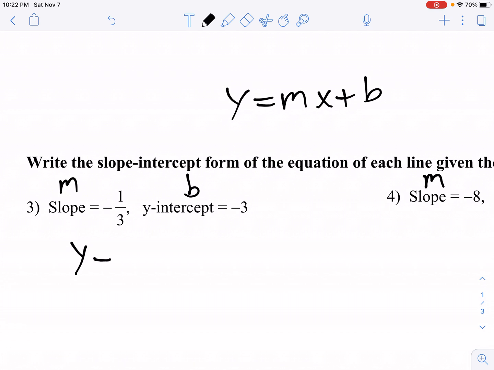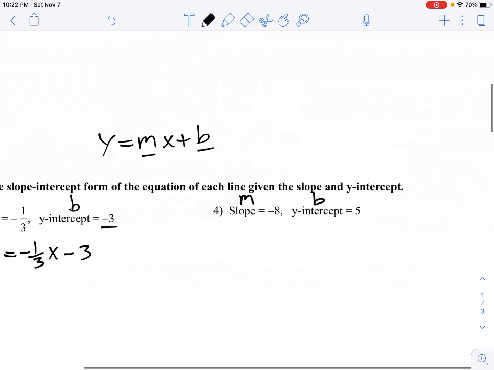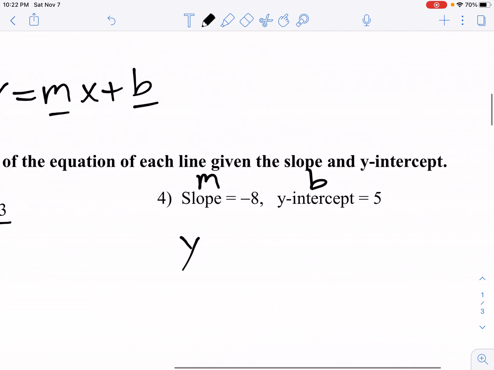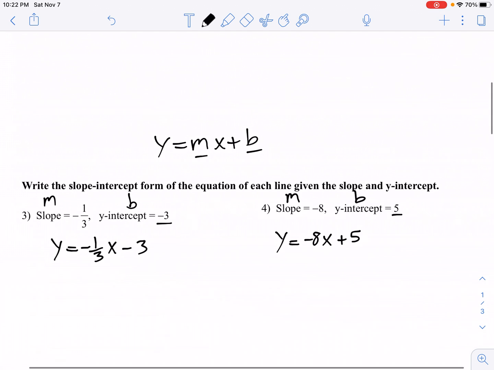We'd have y equals, in this case, a negative 1/3 x for my slope, and my b is a negative 3, minus 3. Okay, y equals negative 1/3 x minus 3. y equals mx plus b. For this one, I'd have y equals my slope, which is a negative 8, x plus b, in this case, b is a positive 5. Okay, so that makes things 10 times easier when they just flat out tell you what m and b are and we can write our equation.